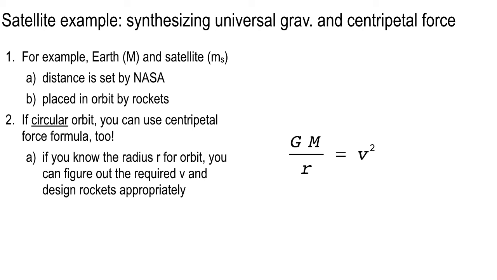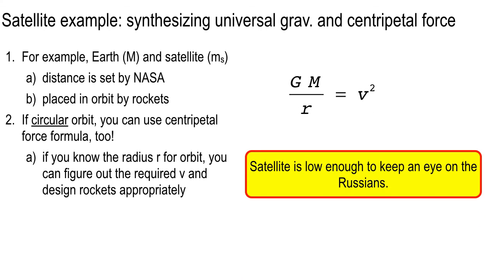All right? An example of that is a spy satellite. If you want it to be low enough, in other words, at a particular orbital radius, low enough to keep an eye on the Russians, yeah, you can do that. And if you figure out what altitude you have to have for your satellite, then you say, all right, that tells me what my orbital speed is. Now I can design my rockets and load them up with fuel and get it up there to the right orbit at the right speed.